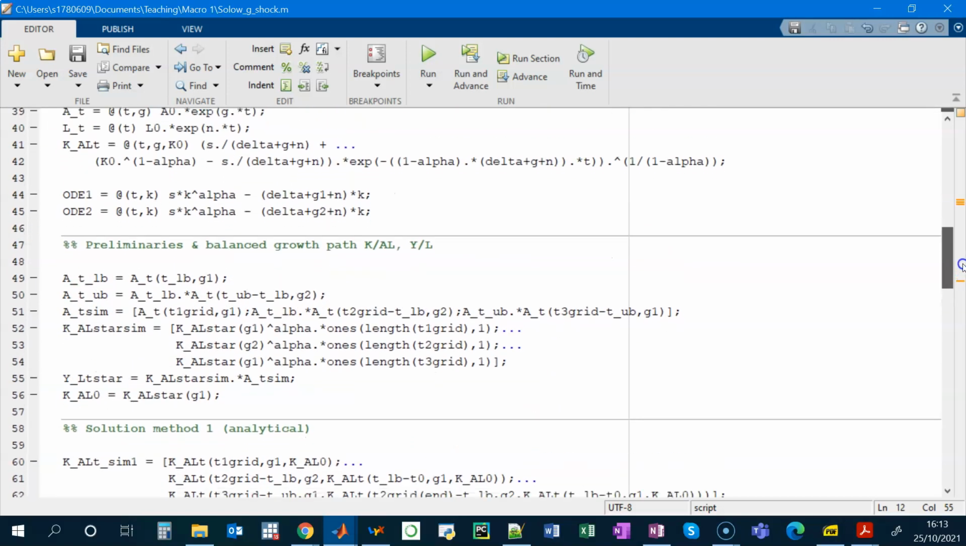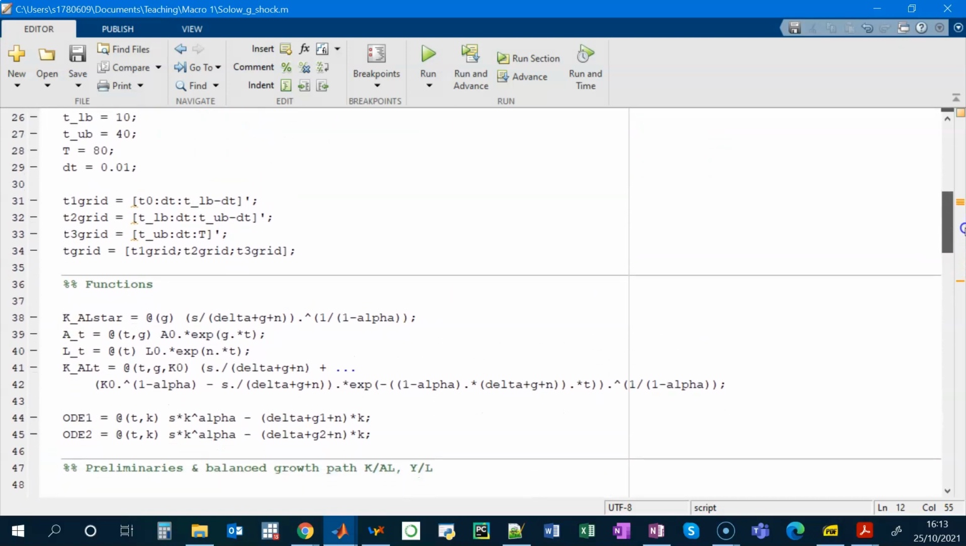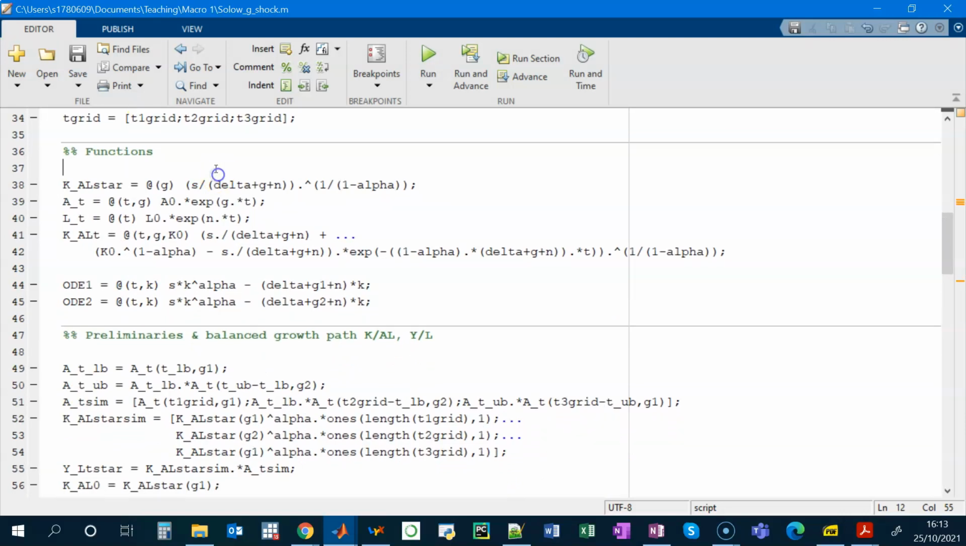Okay, so let me just talk through the first one. In this section, I'm declaring a series of functions. K over AL star is just the capital per effective worker on the balanced growth path or in the steady state. And because we want to allow G to change here, I'm going to make this a function of G. But otherwise, this is just the standard formula for the steady state for capital per effective worker. A and L are pretty self-explanatory here, I think.